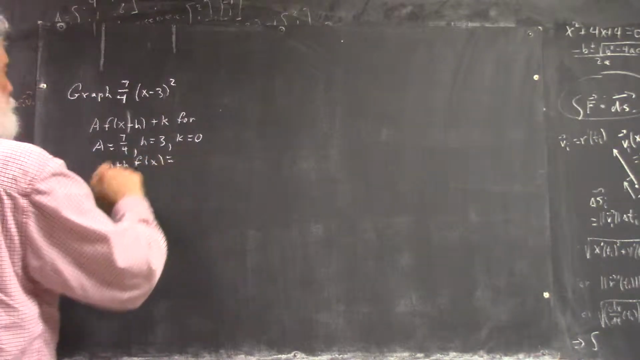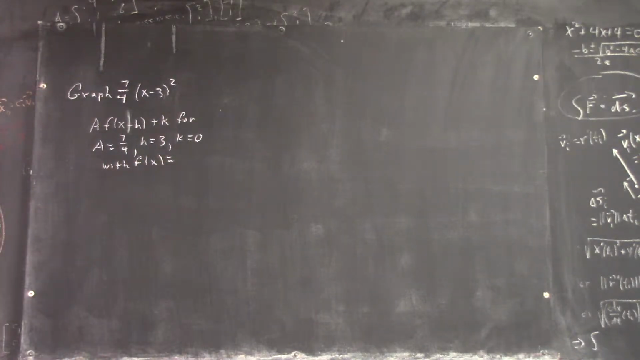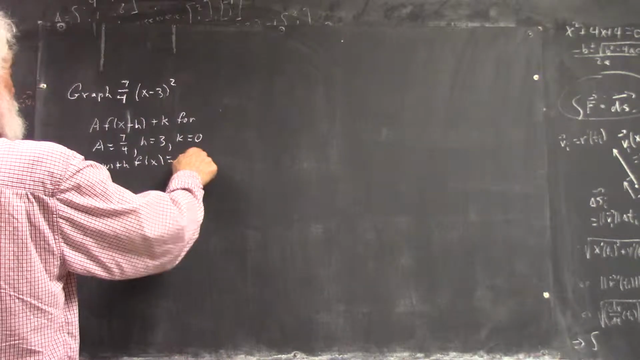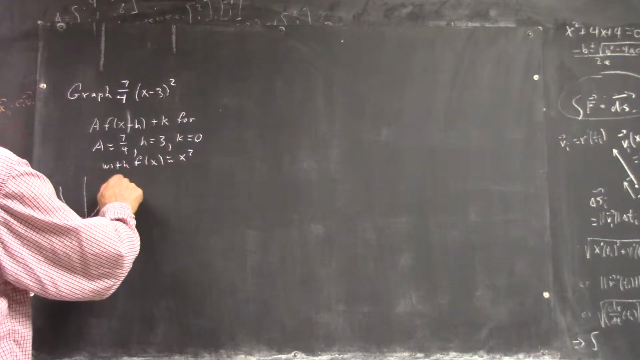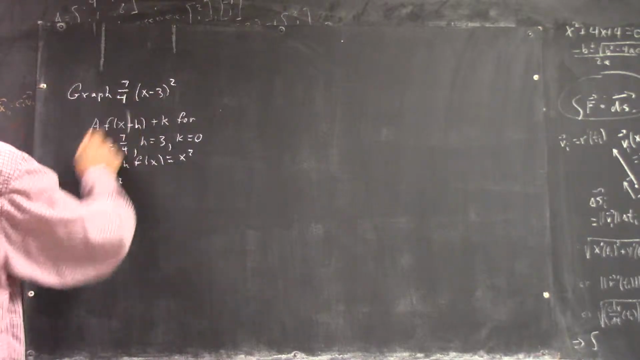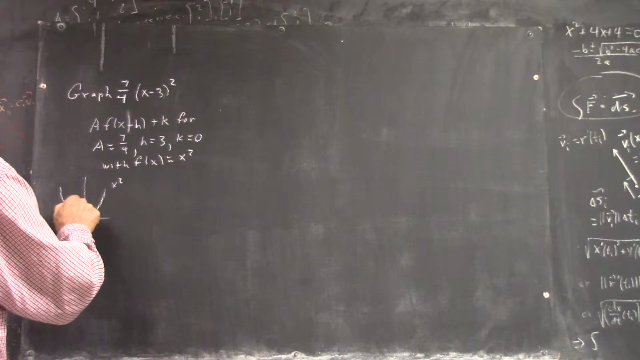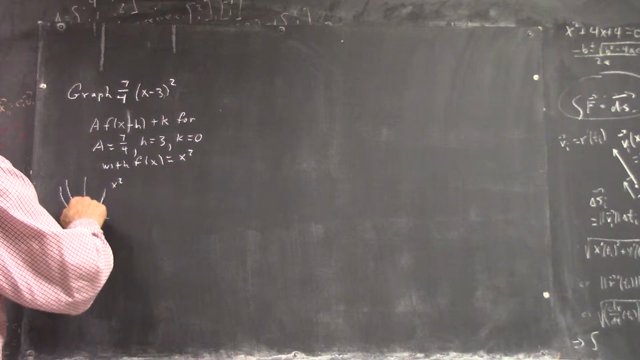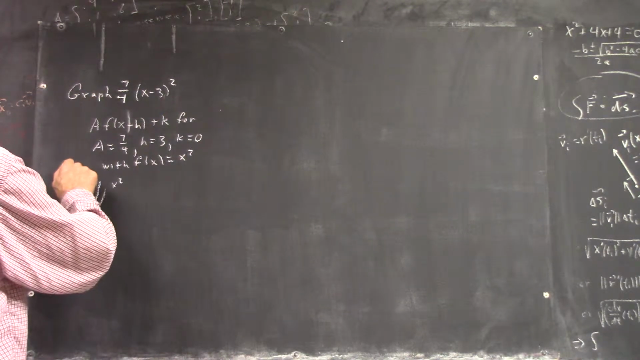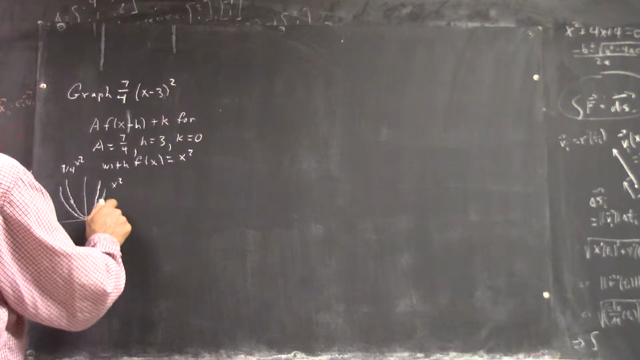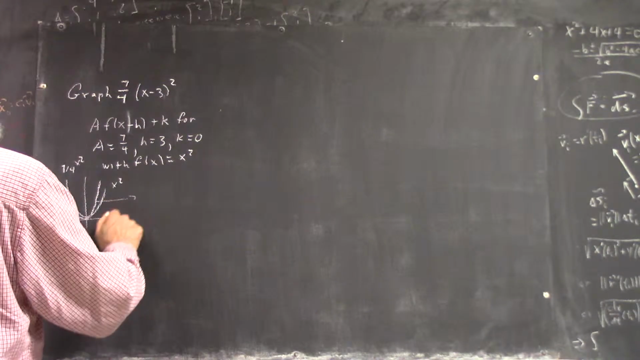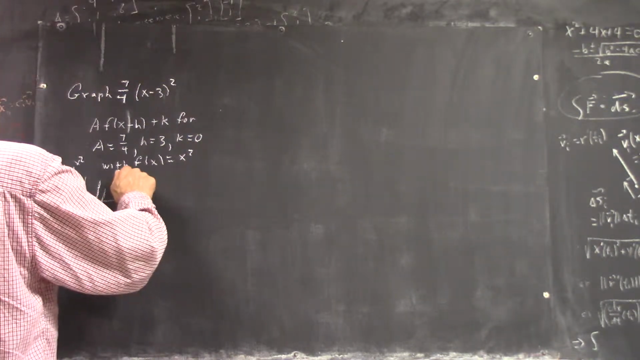With f of x equal what function? What basic function? X squared. Toolkit function, whatever. Yeah, it's x squared. So you got your graph of x squared. 7/4 x squared is going to take every point 7/4 as far from the origin. And then you're going to shift that over 3 units to the right.